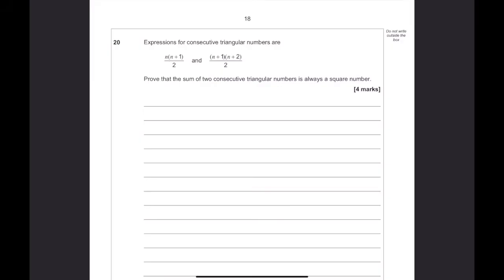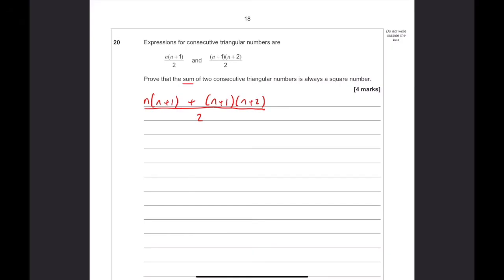And on to question 20. Expressions for consecutive triangular numbers are n(n+1)/2 and (n+1)(n+2)/2. Prove that the sum of two consecutive triangular numbers is always a square number. So the sum basically means we add them. Our common denominator is already just 2, so we can write it just like this: n(n+1) + (n+1)(n+2), all over 2.